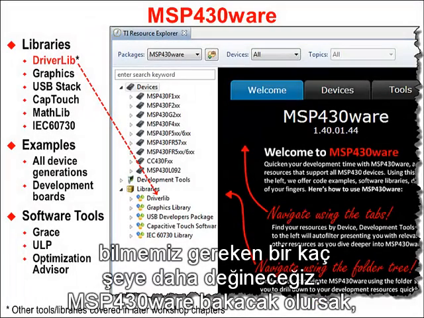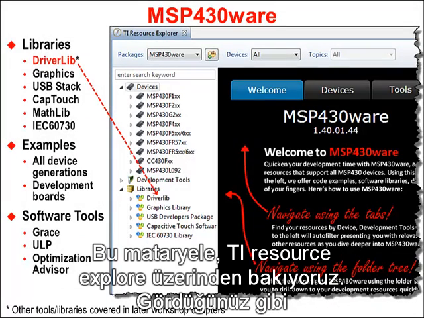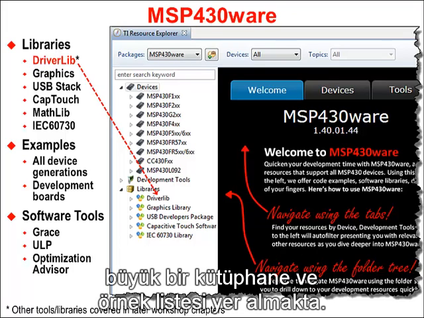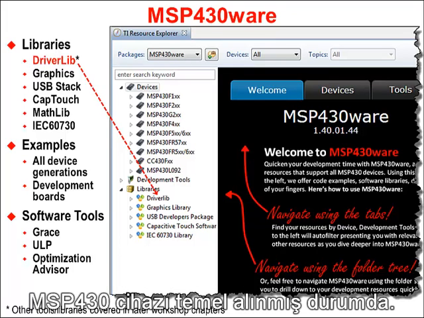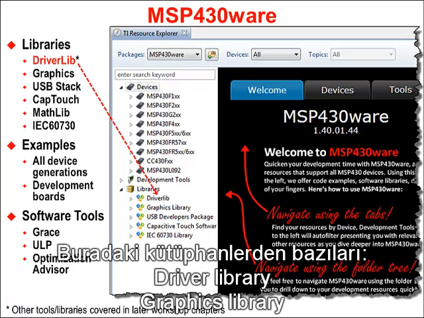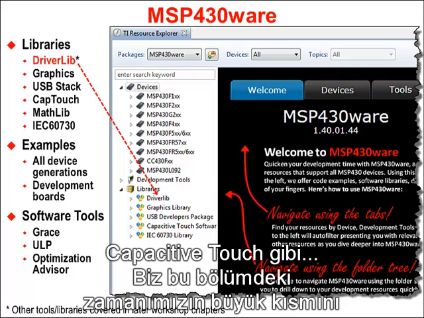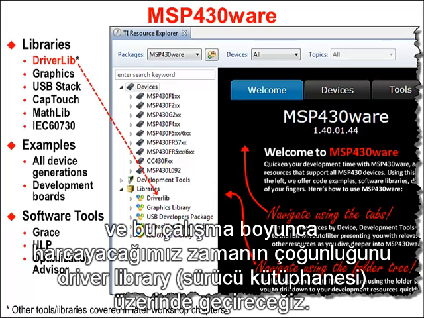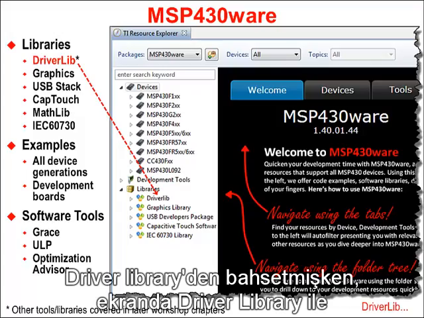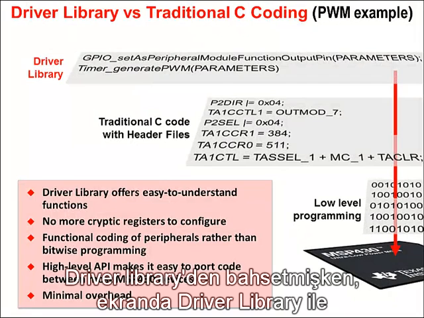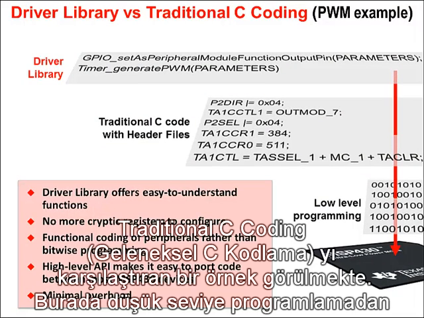In fact, here's a look at msp430ware. We're looking at this in the TI Resource Explorer, and you can see that it's a whole host of libraries and examples based around the msp430 devices. So there's a number of things in here, from the driver library, graphics library, USB stack, capacitive touch, and so on. We'll be spending most of our time again in this chapter and throughout this workshop looking at the driver library itself. In fact, speaking of driver library, you can see here's an example of driver library versus traditional coding.